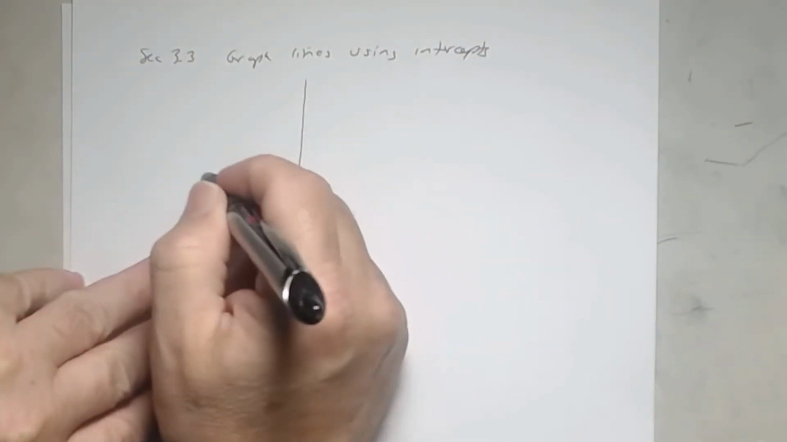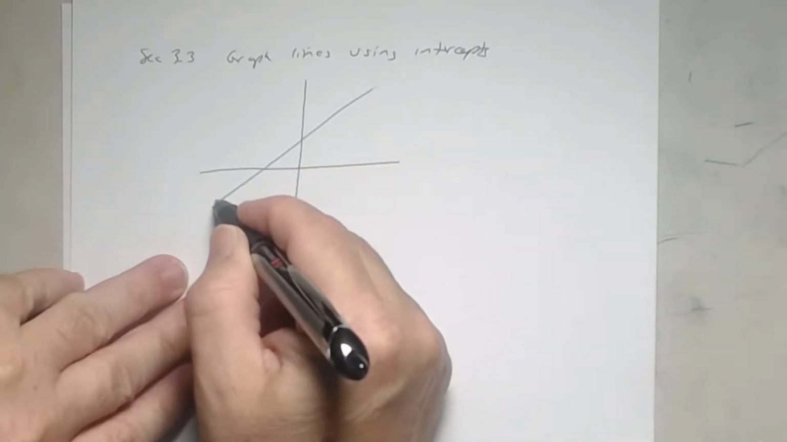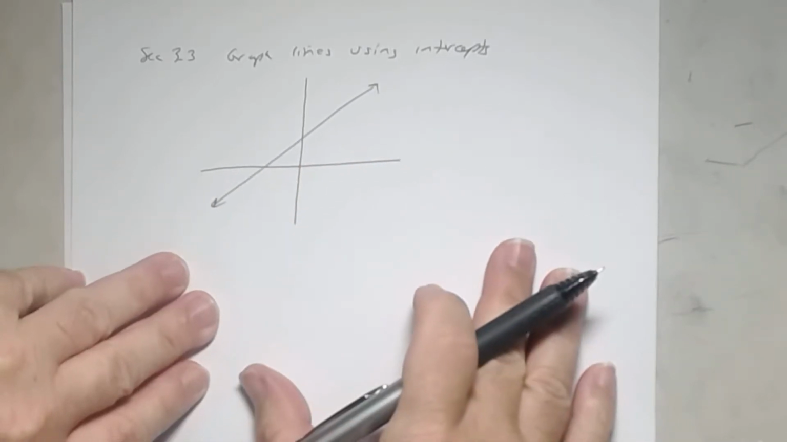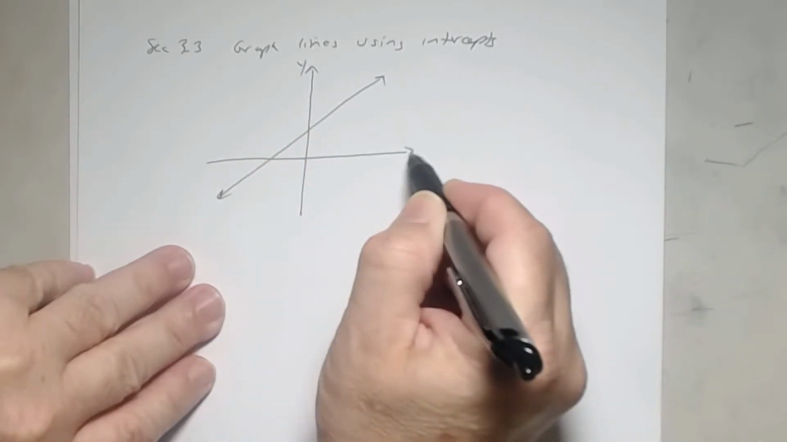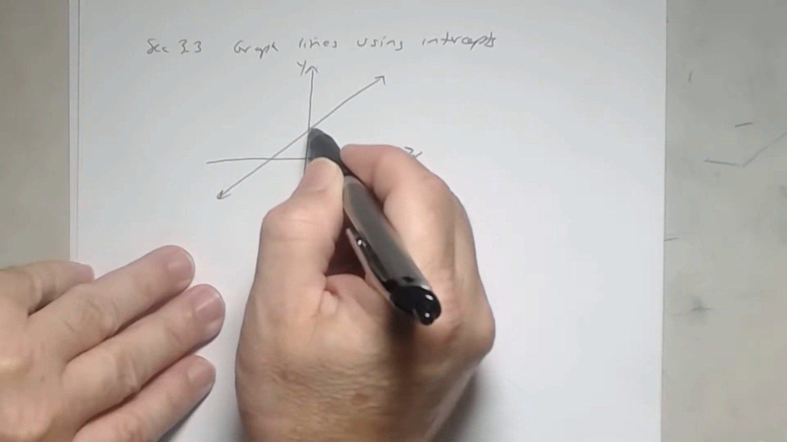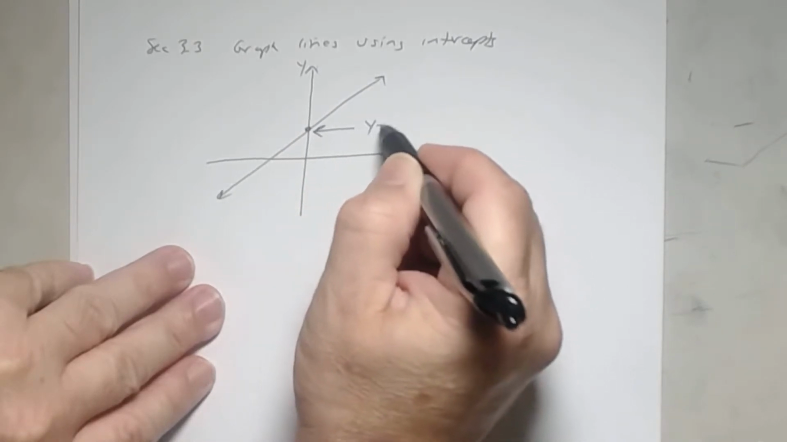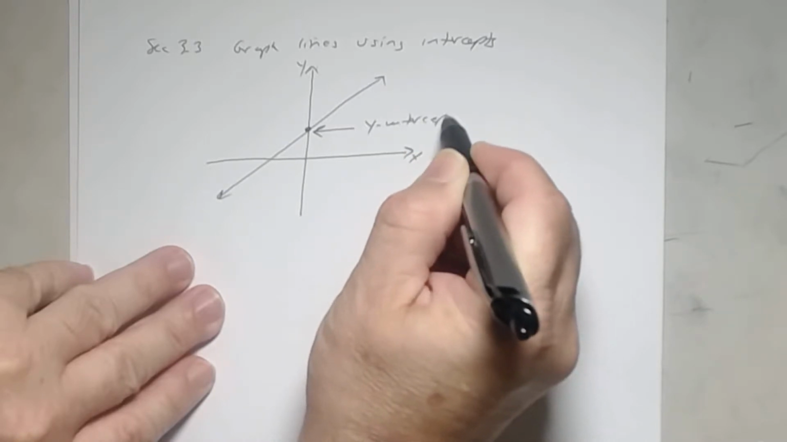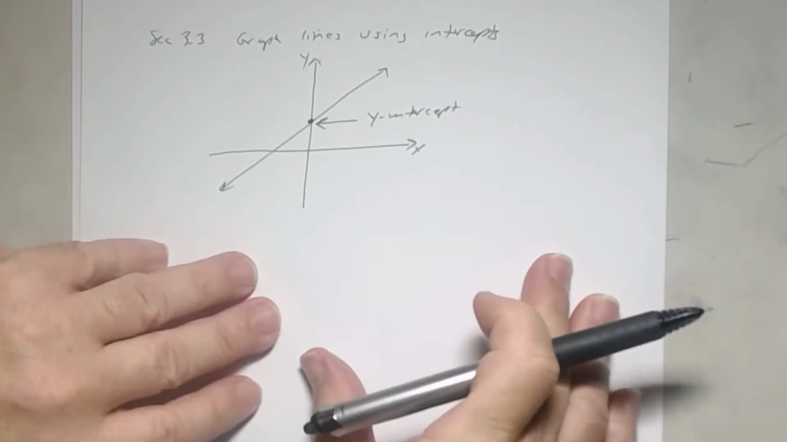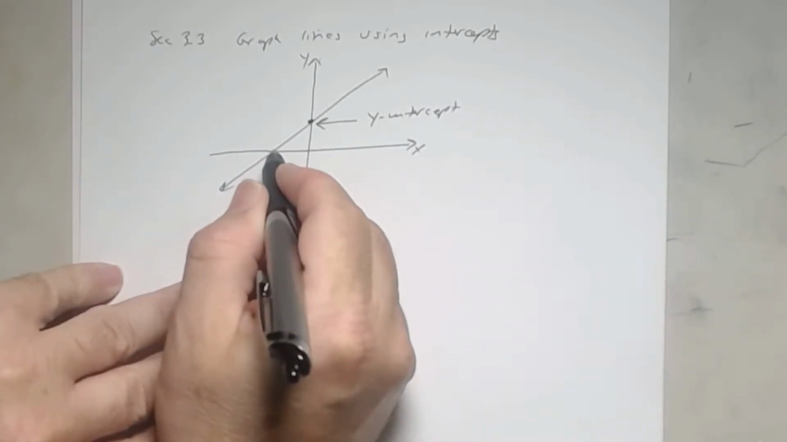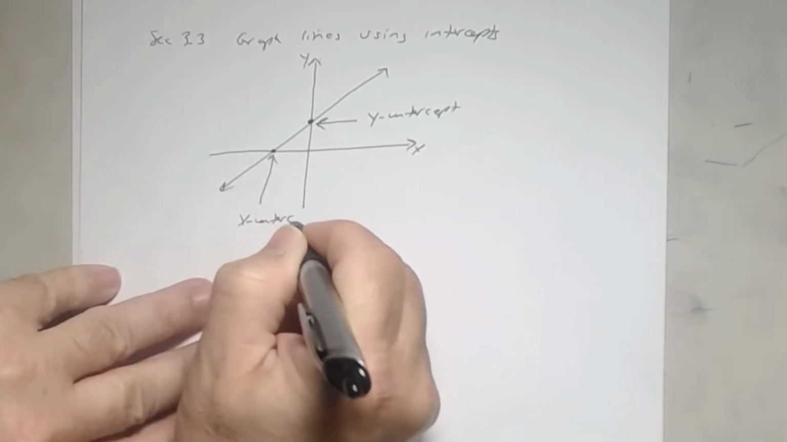If you have a line, let's say it does this, where the graph crosses the y-axis here, see how where the graph crosses the y-axis? That's called the y-intercept. So where the graph crosses the y-axis, it's called the y-intercept. Where the graph crosses the x-axis, that's called the x-intercept.